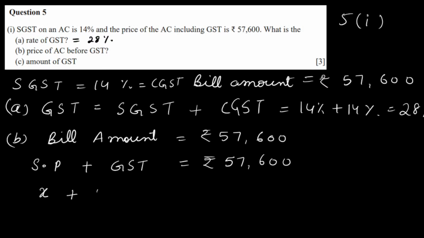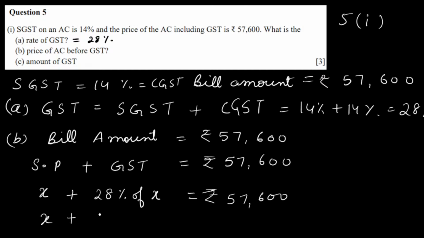So GST will be how much? 28% of X. GST is always on the selling amount. It's applicable on the selling price, purchasing price or selling price. GST is always applicable on that. It's not applicable on MRP. This is equal to 57,600.